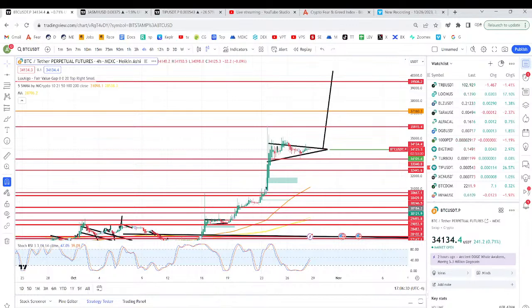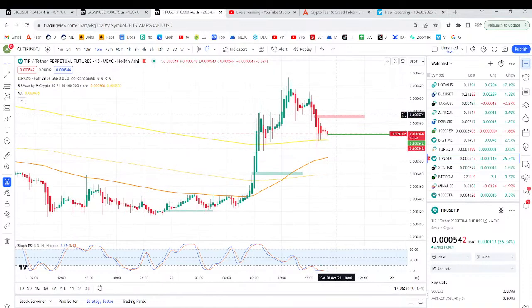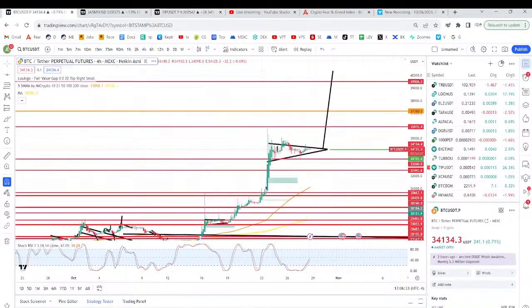Otherwise, with that being said, that's kind of all I got. I gave you the trade on Tipcoin. We'll see if it's right or not. And honestly, if you want to have my stop loss on Tip, it would be about 58, because that's above the fair value gap. So that's kind of a steep stop loss on even 2x leverage, but that's where my stop loss would be.